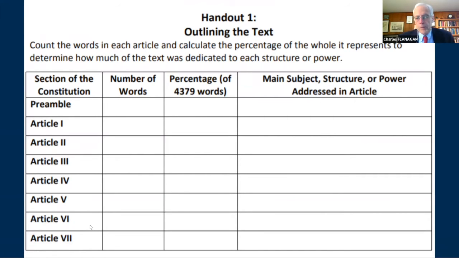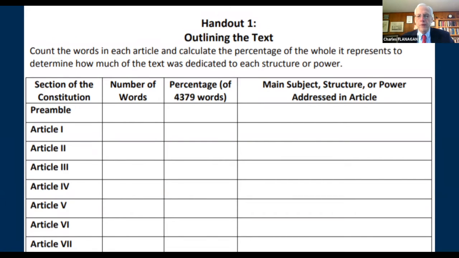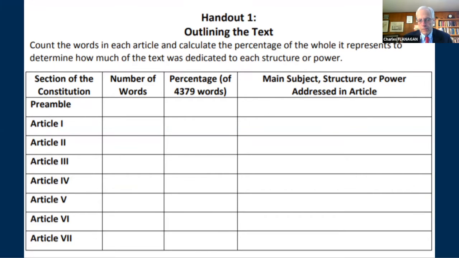If you were to open up a transcript of the Constitution on your computer screen and you highlighted the whole document, you would find there are 4,379 words in the Constitution. And if you look at the table on the screen, you'll see at the head of the 3rd column that number, 4,379. Were you to highlight just the preamble, you see there are 52 words. Article 1 has about 2,500 words, and so on. All the articles are different.